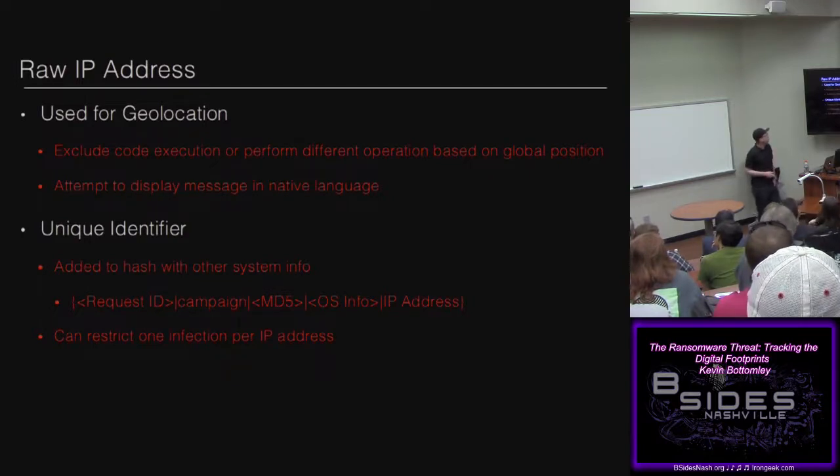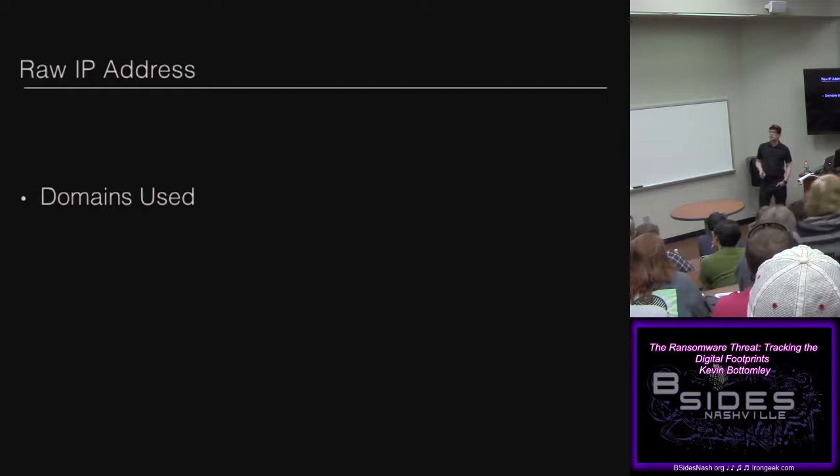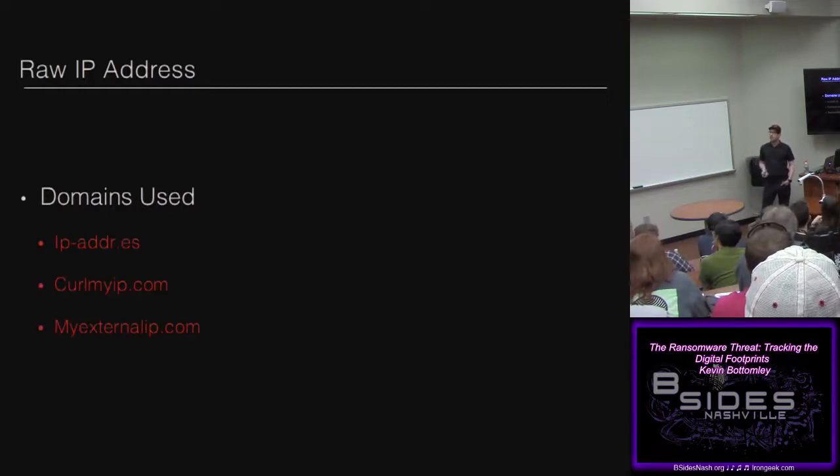It's also so they can only make it so one IP address gets infected at a time, so it makes it harder to research what's going on. Exactly. So as I was saying, there's three primary domains that we use: the IP address, curlmyip, and myexternalip.com. IP address is actually the main one that was always used, and the other two were just used as backups in case for some reason IP address couldn't be reached.